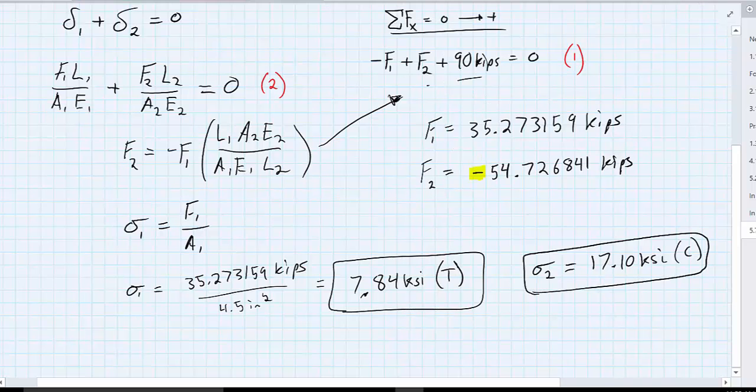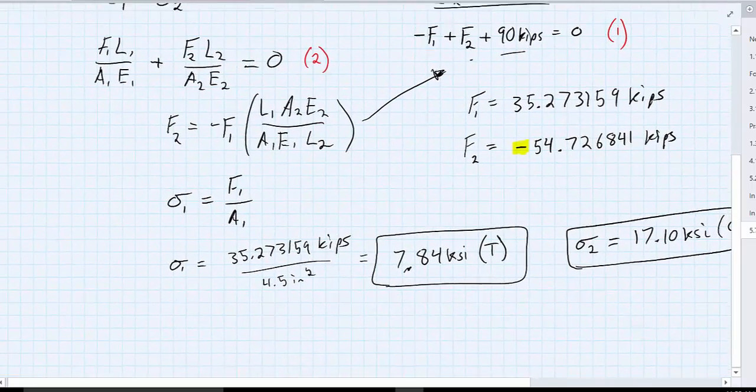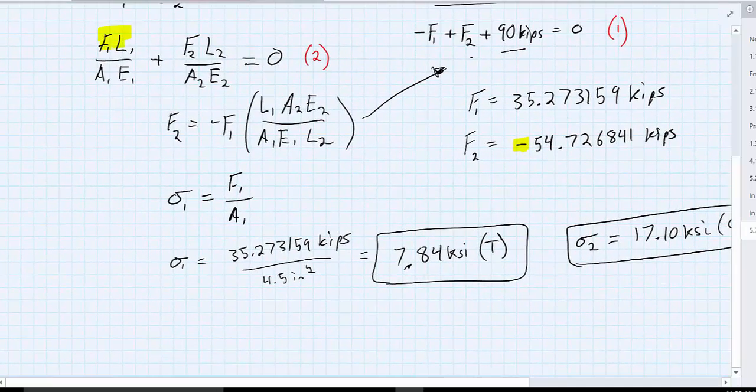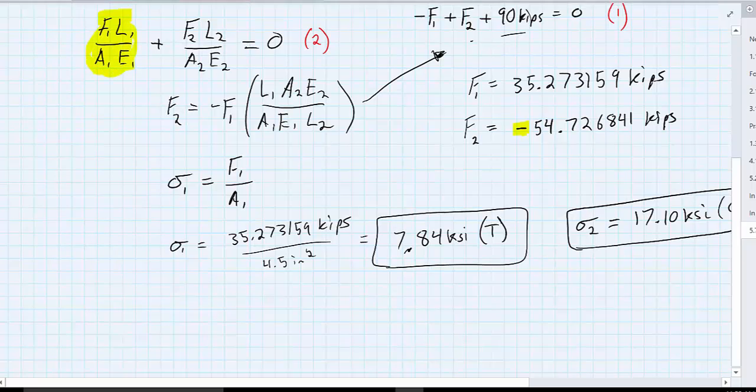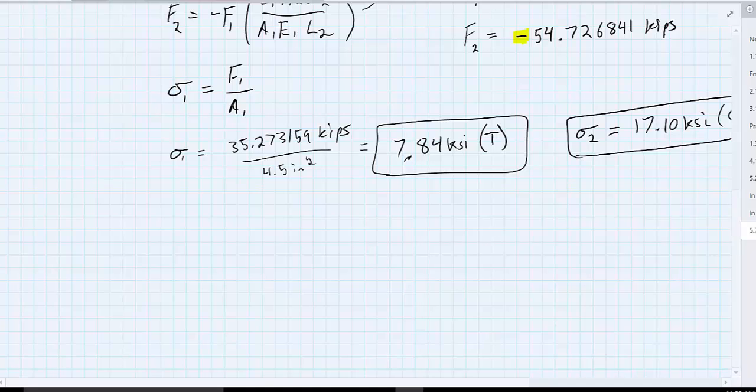So we know our force and the length, area, and modulus of elasticity for each member. Going back and using one of these deflection relationships, we can solve for the deflection of flange B. So we'll use the positive value: the deflection of 1 is going to equal the force of 1 times length of 1, divided by area of 1 times modulus of elasticity of 1. And plugging all the values in, remember, units are important, so I'll write this out.